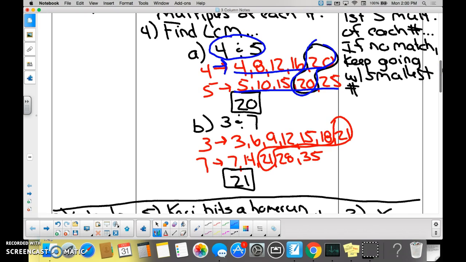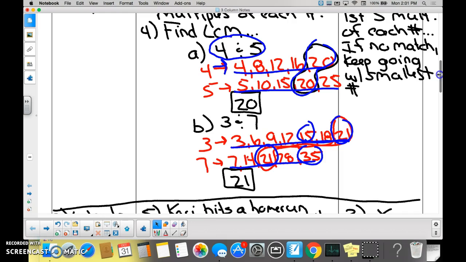Down on letter B, we had the same situation. We listed the first 5 multiples of each, and after listing them, we did not have any in common. So being the intelligent people that we are, we continued to list multiples for the smallest. 15 was smaller than 35, so we continued to list multiples until we found 105, and 105 was the least common multiple. Yes, no? Yes. There are other ways, like I just said, to do this, but we are simply listing the multiples of each number to find the LCM.